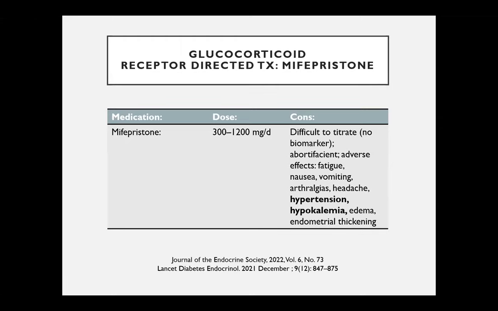Mifepristone is a glucocorticoid receptor directed treatment. It blocks the receptor of cortisol. It's very difficult to titrate, but it's definitely being given, specifically if patients develop hyperglycemia secondary to hypercortisolism. It could be given either as acute treatment or chronic treatment. Again, we have to be cautious because it could cause high blood pressure or hypokalemia, and it could be abortifacient for women of reproductive age.